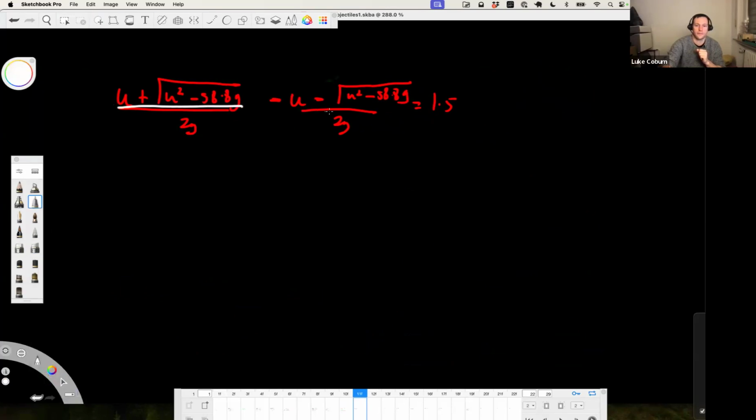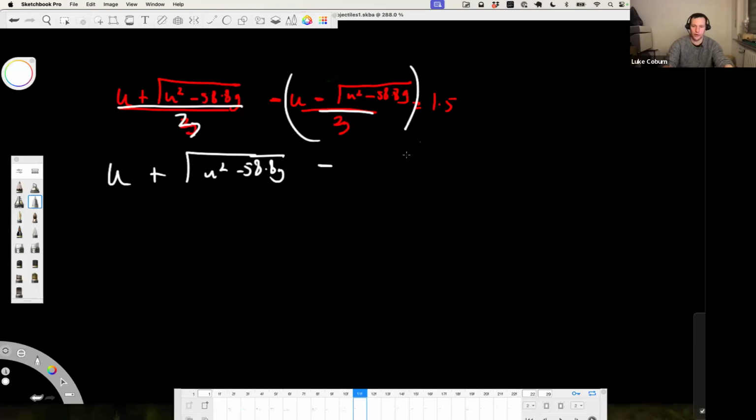Well, I have a fraction, right? I've got a 2G on the bottom. I'm going to multiply across by that 2G. So I have a U plus the square root of U squared minus 58.8 times G, minus all of that now. Okay, you have to be super careful, because in the midst of all of this you're going to make a mistake. And that's what happens most of the time when people make 1.5 times 2G, which is just 1.5 times 2 is 3, right? So that's 3G.